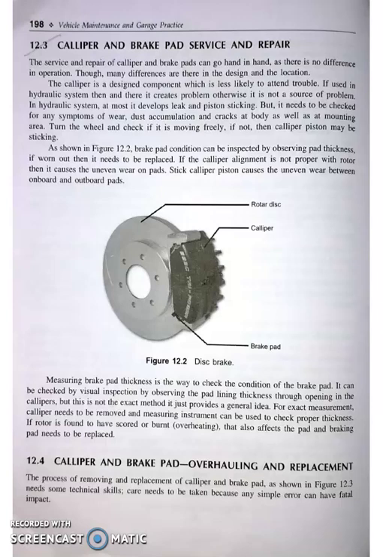In the hydraulic system, at most it develops leaks and piston sticking, but it needs to be checked for any symptom of wear, dust accumulation and cracks at the body as well as at the mounting area. Turn the wheel and check if it is moving freely. If not, then the caliper piston may be sticking. In the picture, the caliper, brake pad and rotor disc are shown. Now let's come to the caliper and brake pad overhauling and replacing.